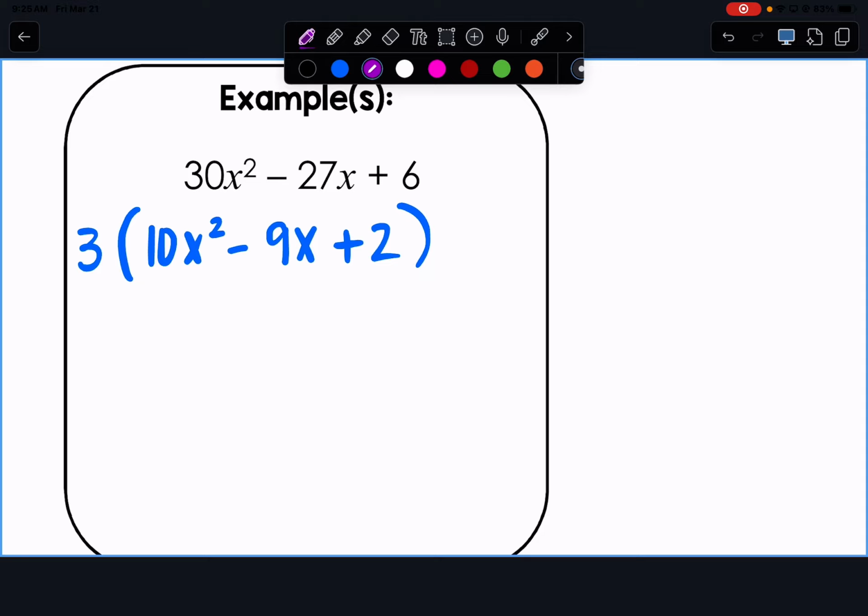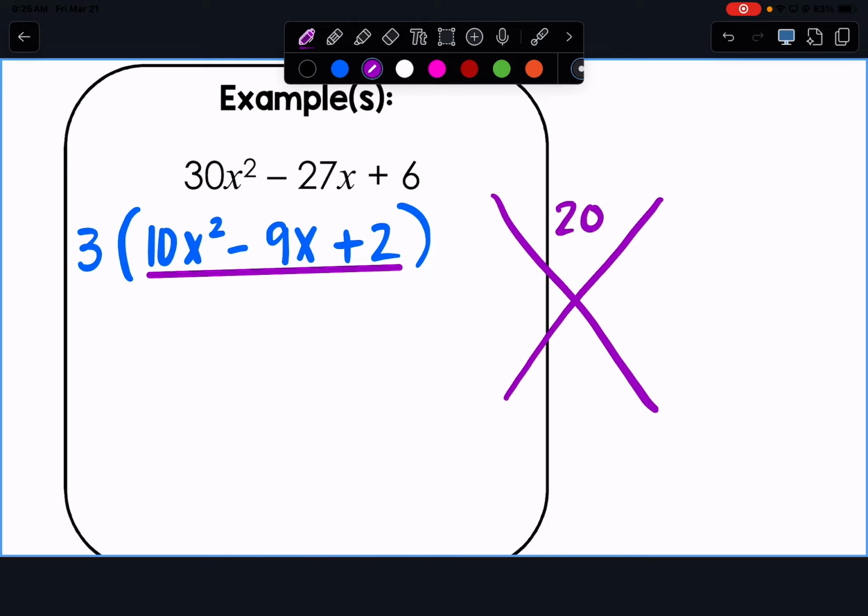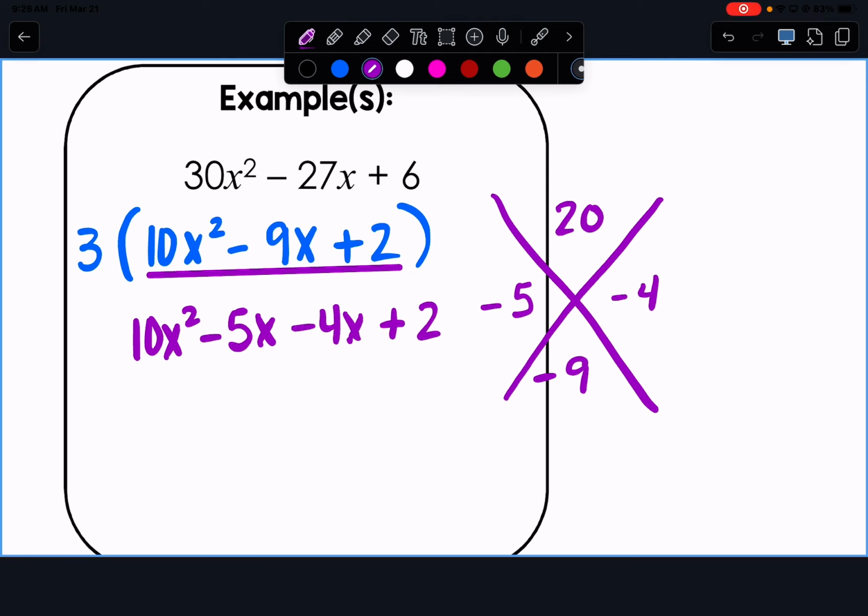Now we're going to factor the inside. What is A times C? What is B? What are the factors that multiply to give us 20 but add to give us negative 9? What signs? Both negative. We cannot use the trick because A is not 1, so we have to do 10x squared minus 5x minus 4x plus 2.